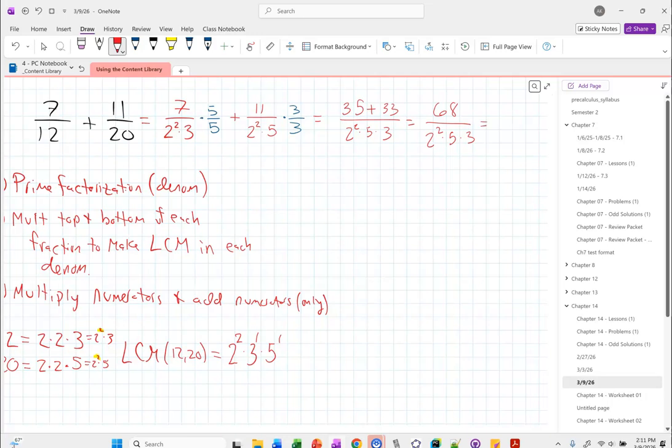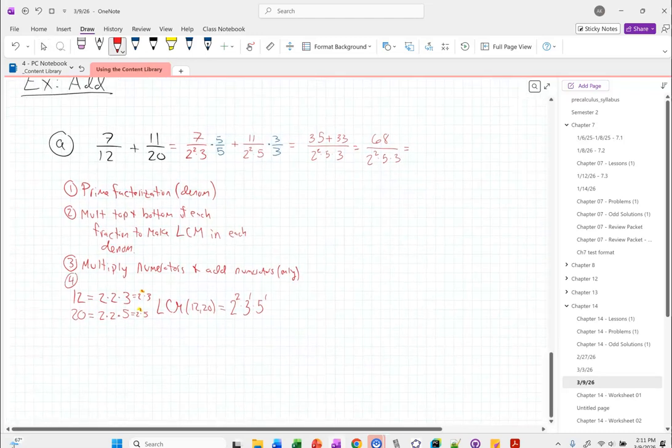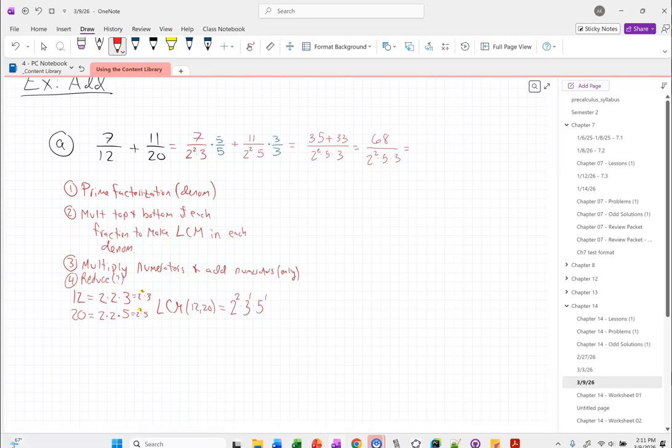And let's check if we can reduce. I should probably add that to the list. I'll put a little question mark after it because it's not always possible. Prime factorization of 68 is 2 times 2 times 17.